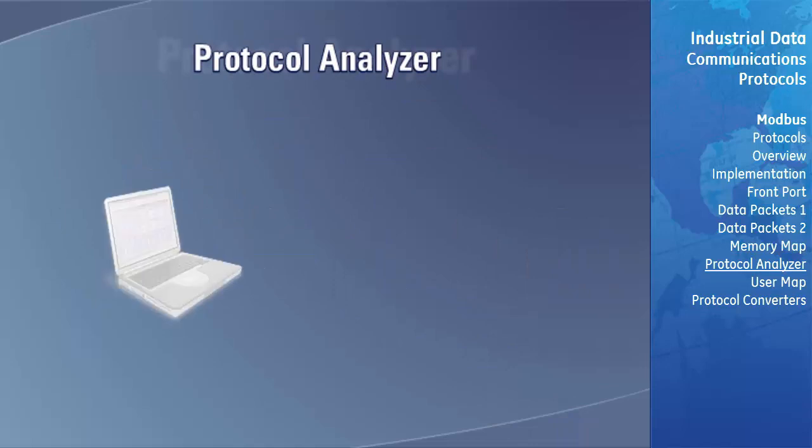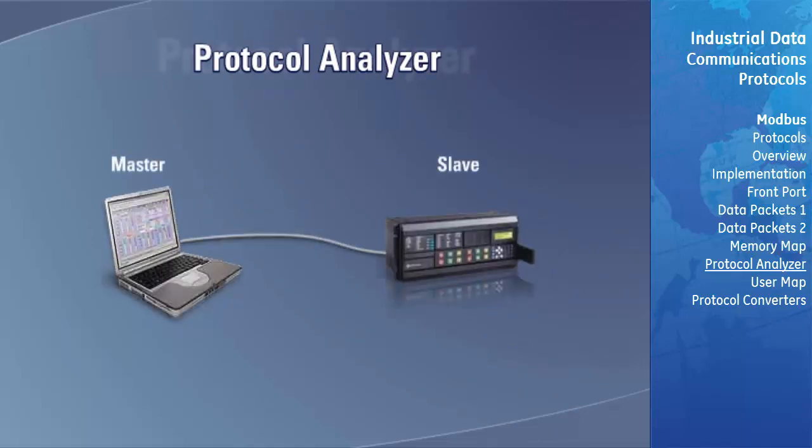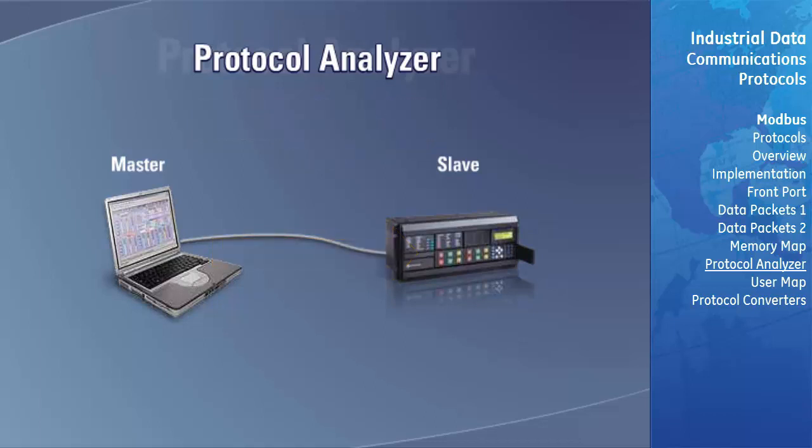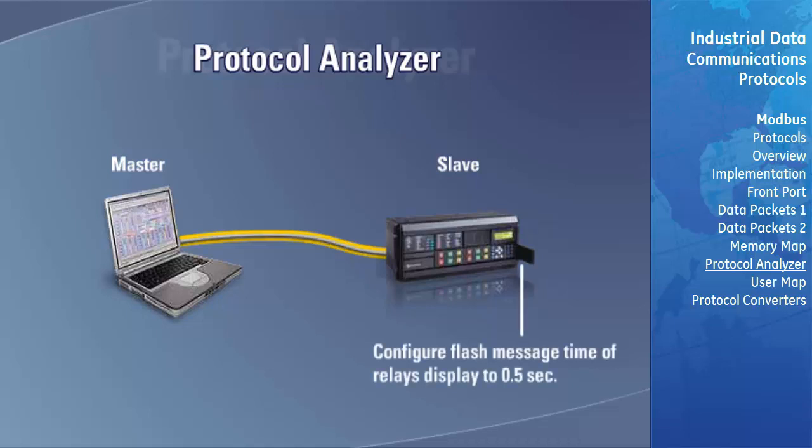The first objective of this lab is to familiarize the student with the Modbus RTU protocol by observing the transmission of a data packet between a Modbus master and a slave. We'll be using a demonstration Modbus master and protocol analyzer application called ICOM-104. The second objective of this lab is to become familiar with the Modbus user map feature of the GE Multilin relays. First, we connect the computer to the relay using the serial cable and configure the flash message time of the relay's display to 0.5 seconds.